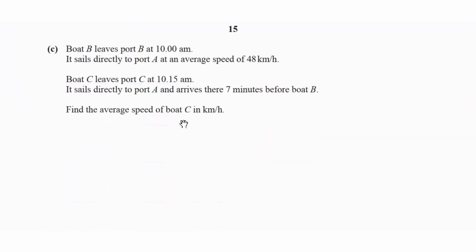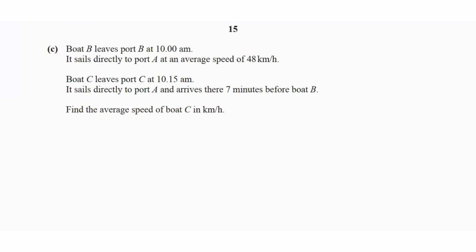Then part C says, port B leaves port B at 10 a.m. It sails directly to port A at an average speed of 48 kilometers per hour. Port C leaves port C at 10:15 a.m. and it sails directly to port A and arrives there 7 minutes before port B. Find the average speed of port C in kilometers per hour.